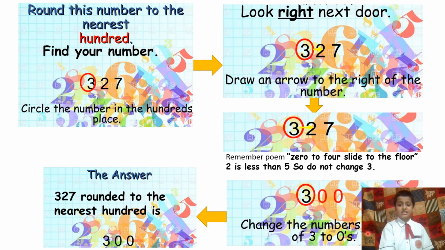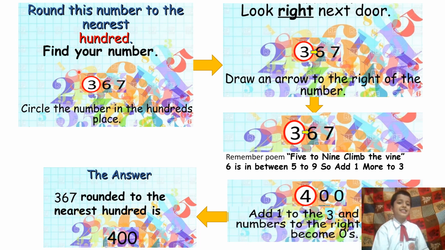Change the numbers to the right of 3 to 0. The answer: 327 rounded to the nearest 100 is 300. Let's take another example. Round 367 to the nearest 100.